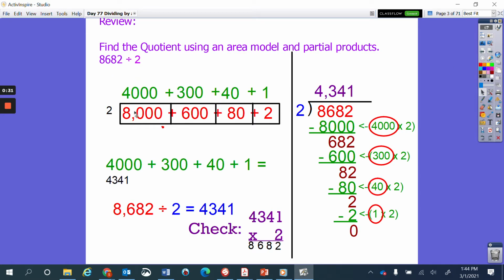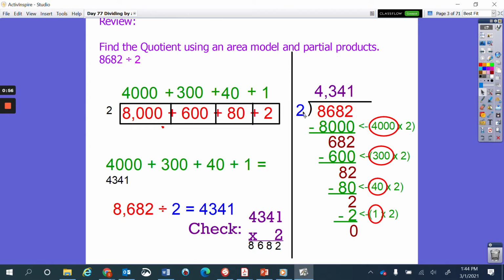Okay, so here is our area model. We broke this number up by place value, 8,000, 600, 80, and 2, and we divided it by 2. So 8,000 divided by 2 was 4,000, 600 divided by 2 is 300, 80 divided by 2 is 40, and 2 divided by 2 gives us 1. We see those same numbers and that same work being done over here with our partial quotient.